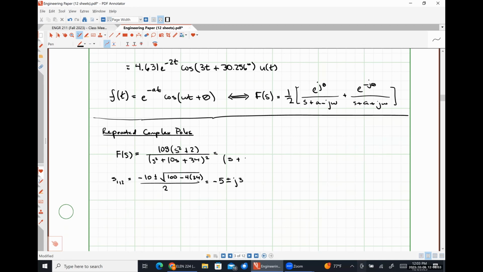So that this thing could be expressed as S plus 5 minus j3, squared, times S plus 5 plus j3, squared. And then my numerator is just going to say the same.